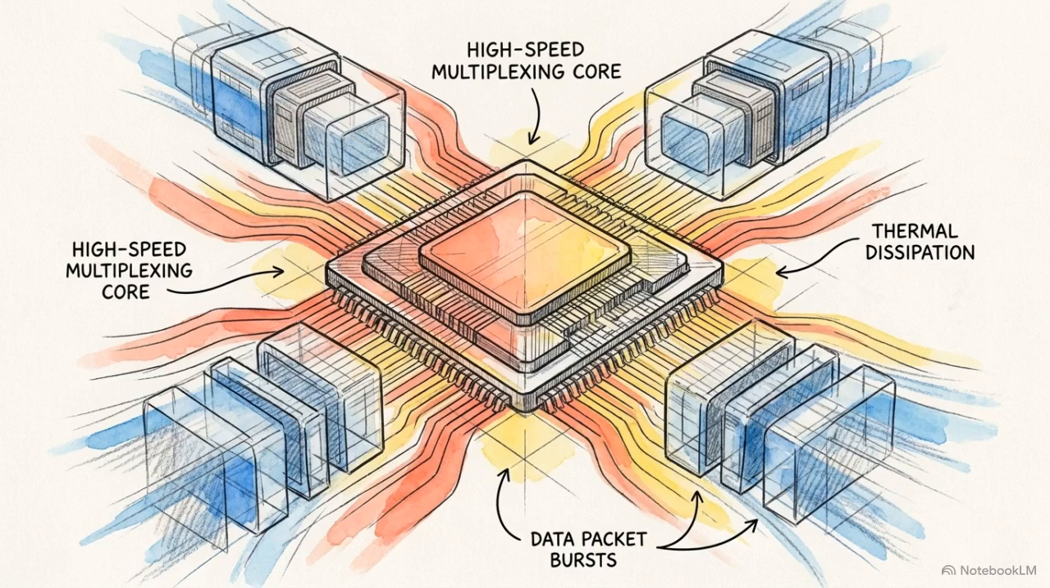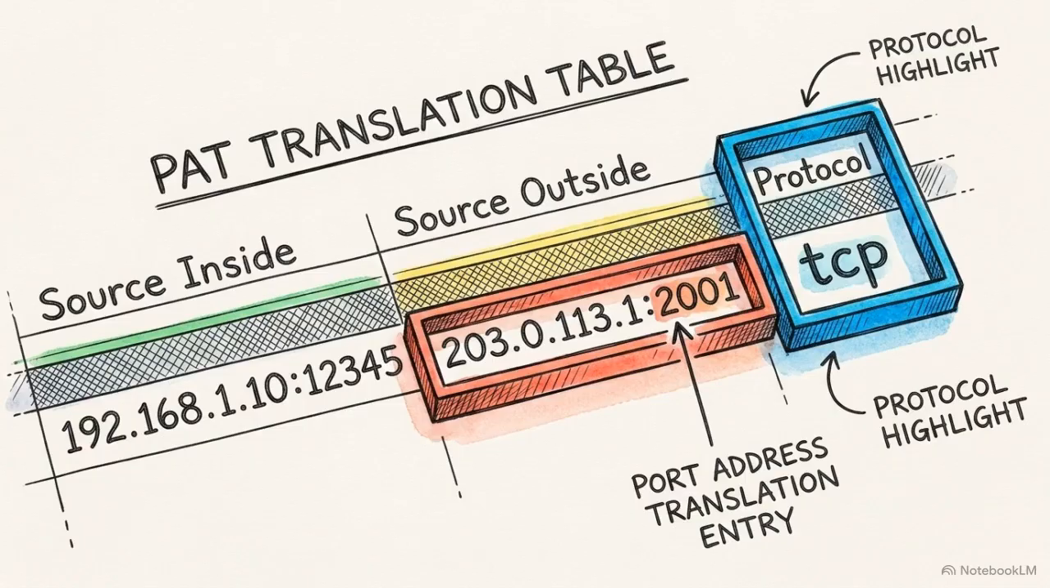For a network administrator looking at the command line, it completely changes how the translation table reads. This PAT translation table explicitly dictates the transport protocol, TCP or UDP, and uses a colon to append the hijacked port number directly onto the global IP.